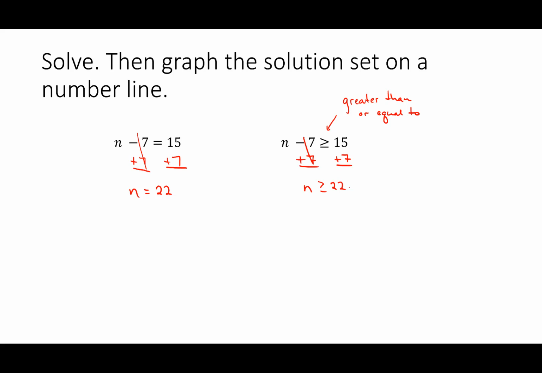Now to graph this on a number line, so here would be 0, and then all the way up here is 22. It's going to be a closed dot at 22. So there's really an infinite amount of numbers we could plug in here. So anything greater than or equal to 22 is going to get us an answer that's greater than or equal to 15. Let's look at another example.